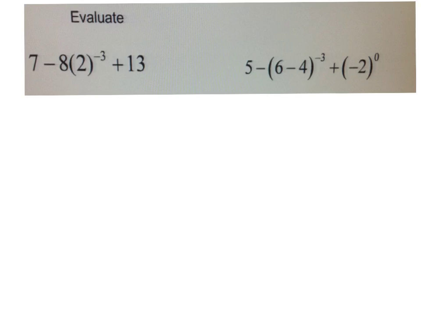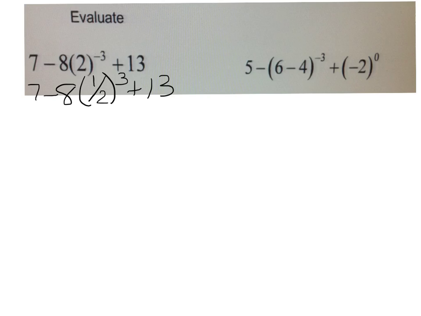Now let's take a look at evaluating negative exponents within a bigger expression. Remember, we're still going to follow order of operations. So we're going to look for parentheses, then exponents, multiplication, division, and then adding, subtracting. So in the first example, 7 minus 8 times 2 to the negative 3rd plus 13. No parentheses, so we're going to go right for the exponent. We take the reciprocal of the base and make the exponent positive, plus 13.